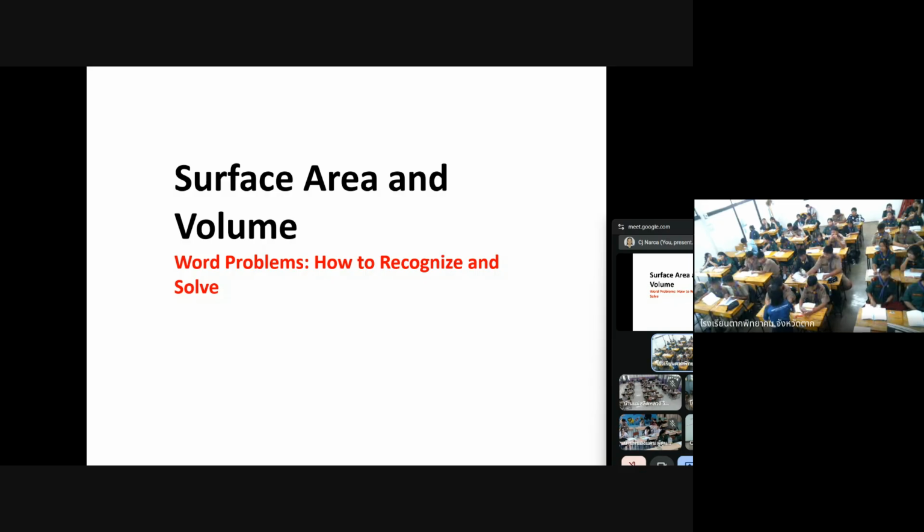Now, today, we're gonna solve a word problem. But first, you need to learn how to recognize if the problem is all about surface area or volume. Okay, I'll give you 2 minutes to copy this. Please copy on your notebook. So just remember, surface area is outside and volume is inside. Capacity inside of prism or cylinders.